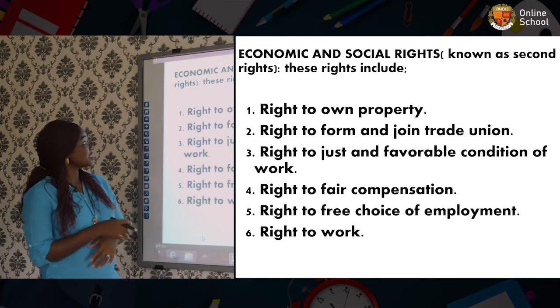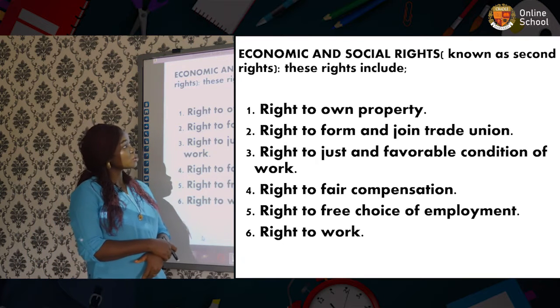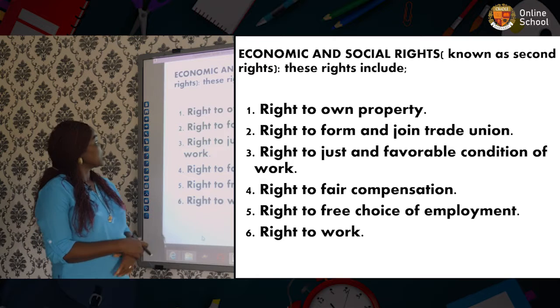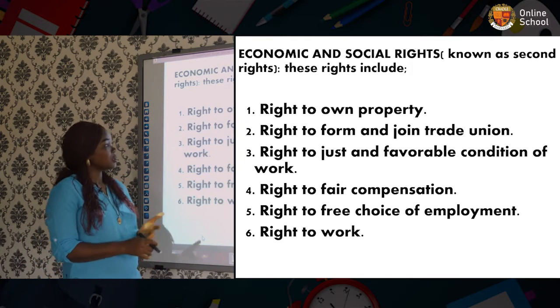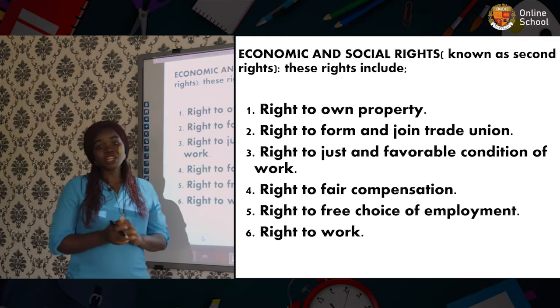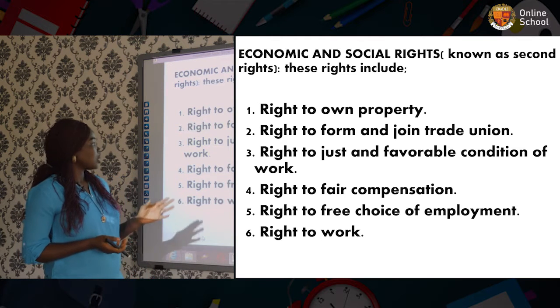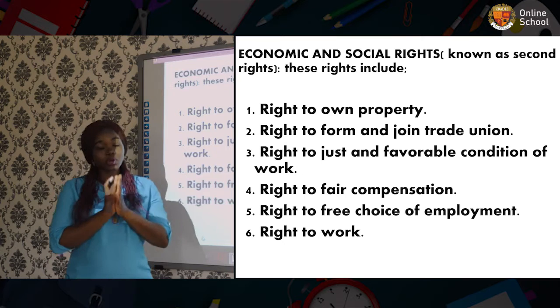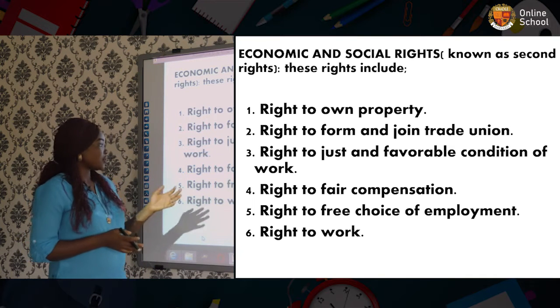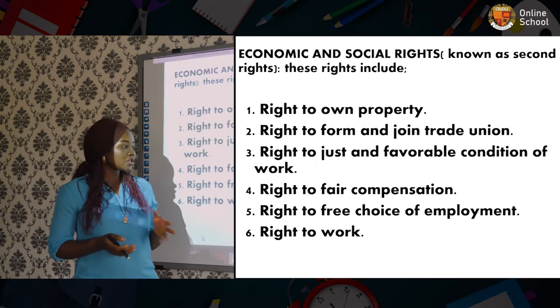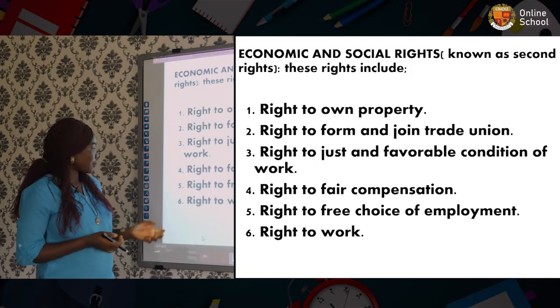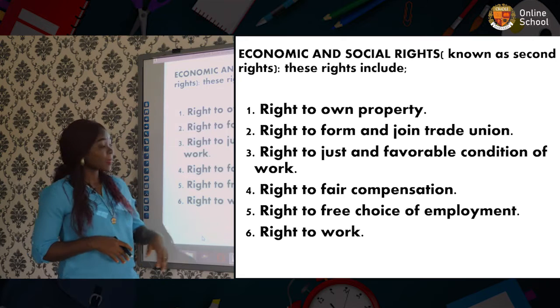Then the next, which is economic and social rights, which is also known as second rights, include the following: right to own property, right to form and join any trade union of your choice, right to just and favorable condition of work, and right to fair compensation, right to free choice of employment, and right to work.